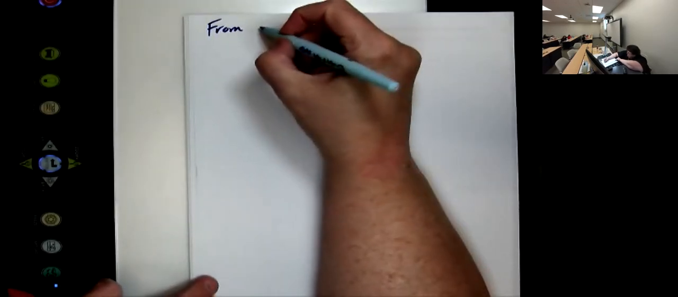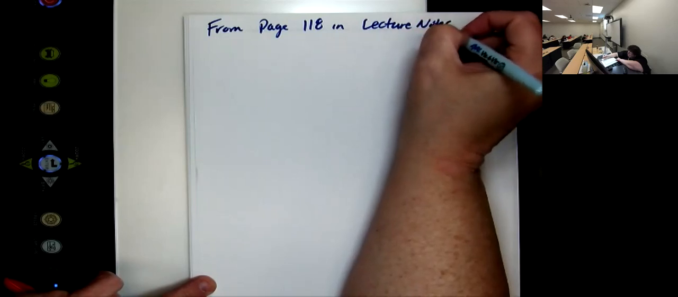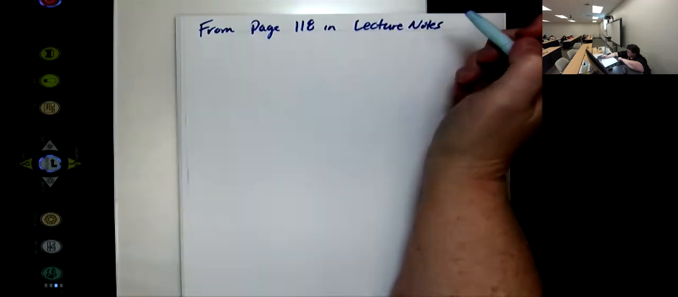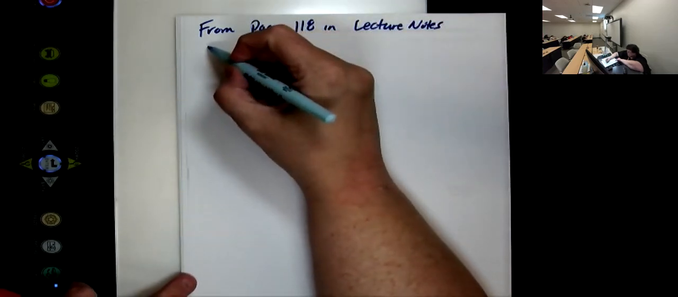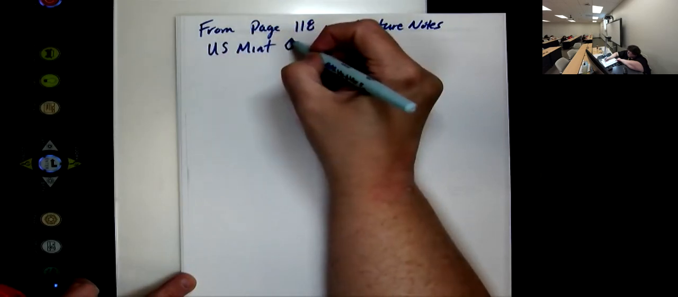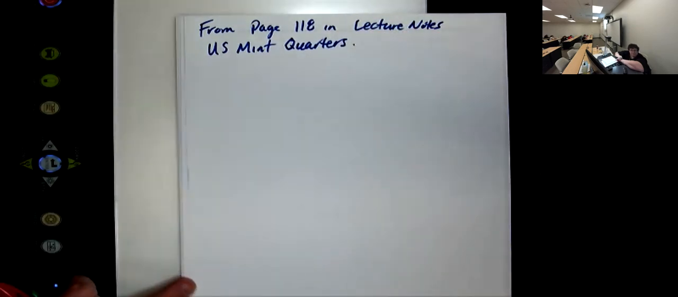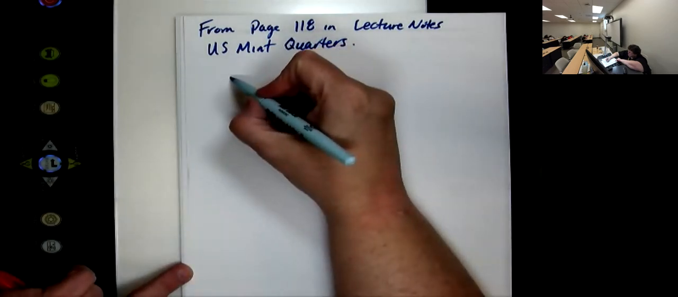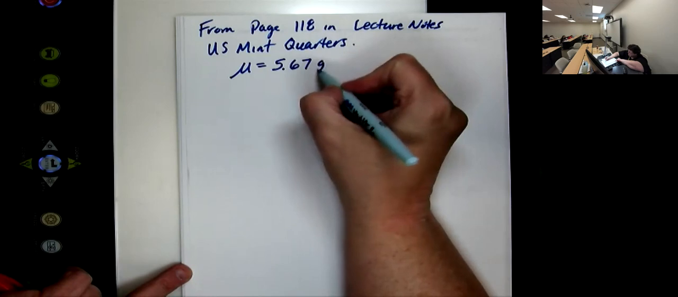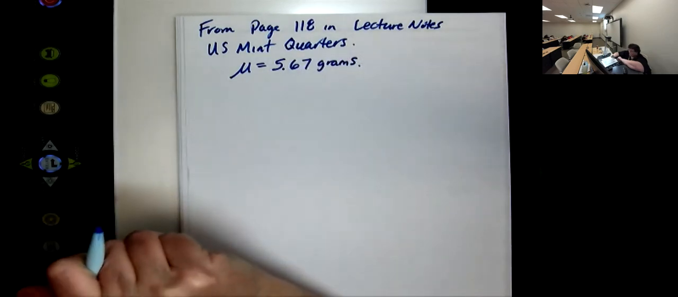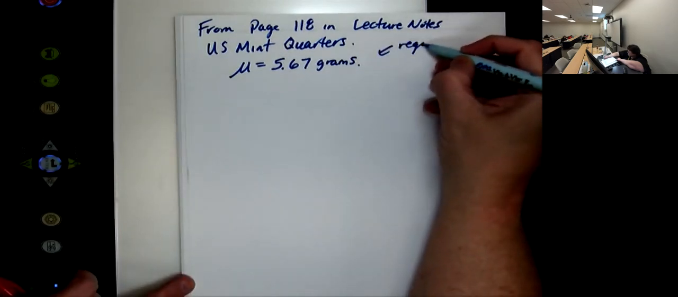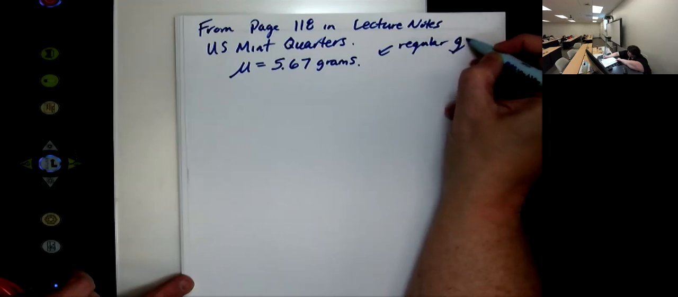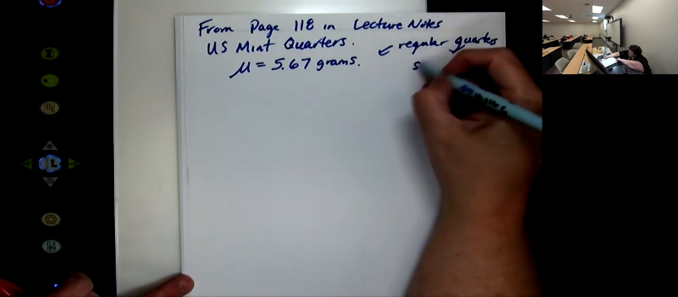So I'm going to write it down with the important information here. This was from page 118 in the lecture notes. They are in Canvas. They're in the file section, but I'll show you guys how to get to them later. This is the problem on the US Mint quarters. They said that the mean weight was 5.67 grams. And this is for regular quarters. They want to know if state quarters are different.